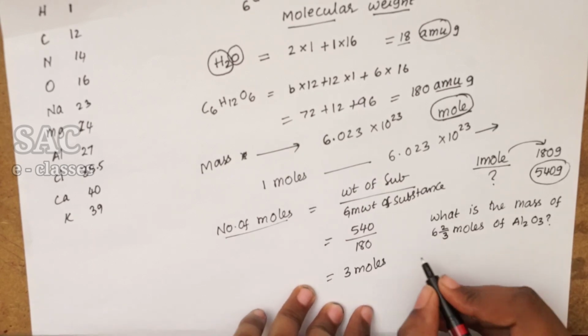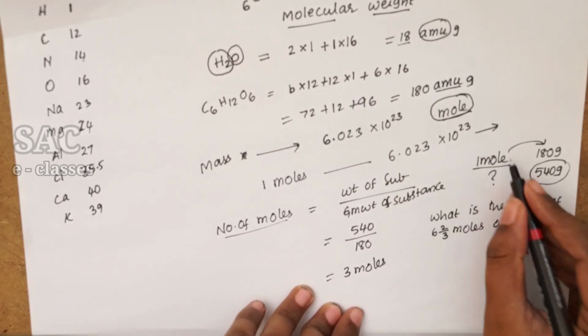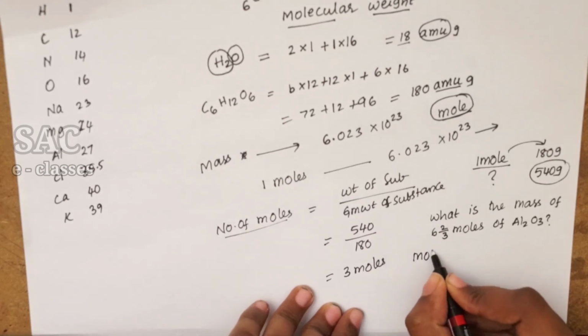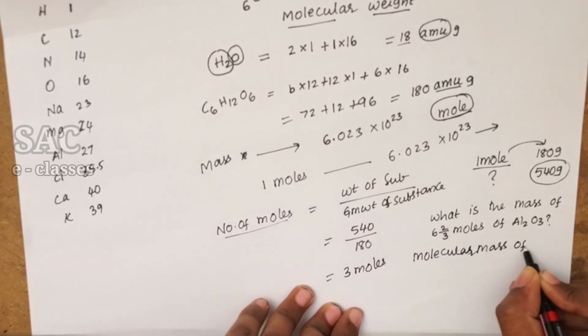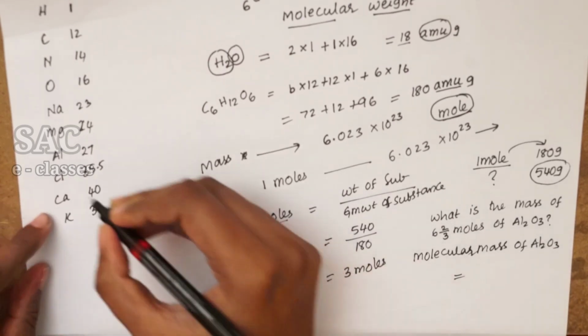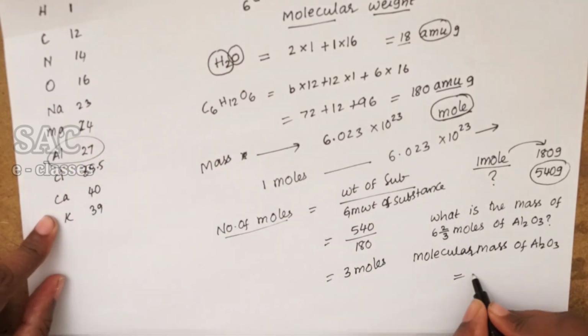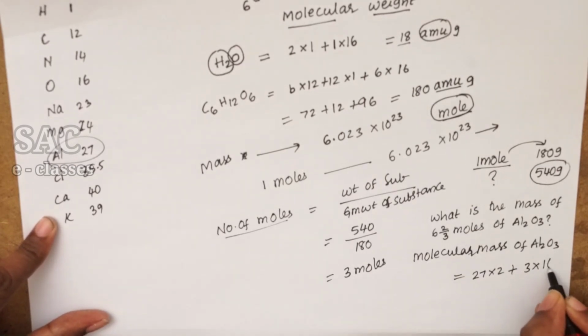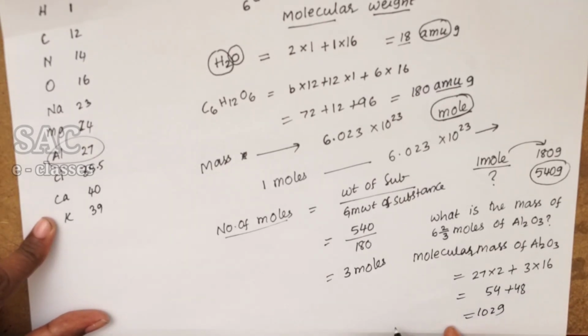First of all, if you want n moles, first find out the 1 mole. What is the molecular mass? Molecular mass of Al2O3. Aluminum has the atomic mass 27. So 27 into 2 plus 3 into 16: 54 plus 48, which is 102 grams. That is the mass of 1 mole.